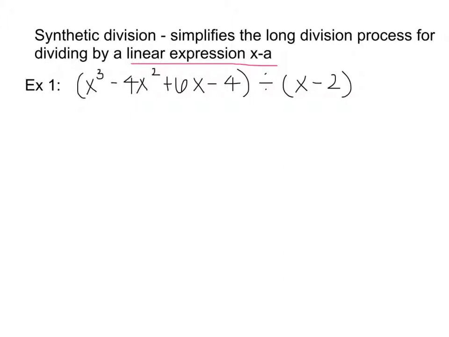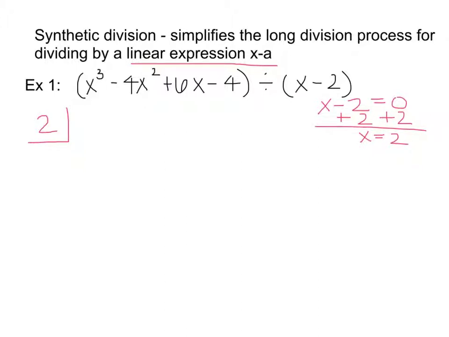Synthetic division only uses the coefficients of the polynomial, so we need to take what we're dividing by, which is x minus 2, set it equal to 0, so we need to use 2. 2 is what we are going to be dividing by, and you put this in this little box to show that you're dividing by it.